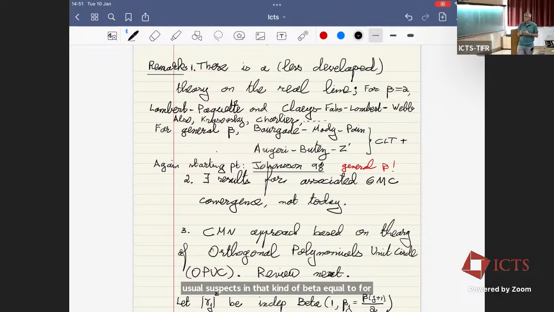There is work of Bourgade, Mody, and Paquette, which uses a loop equation, and there's work of Fanny Augeri, Raphael Butez, and myself, which does a CLT. The first one also gives a multi-point kind of log correlated structure. And this seems to be a good base to go forward and analyze things, but it's much less developed than the circular case.